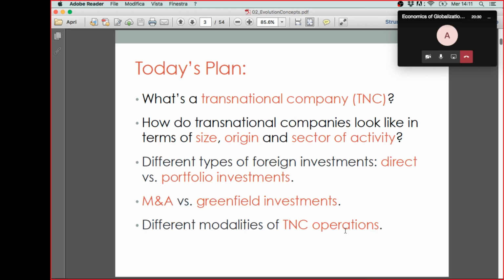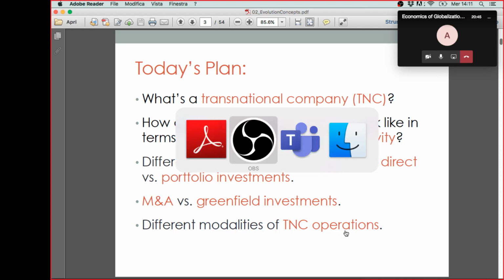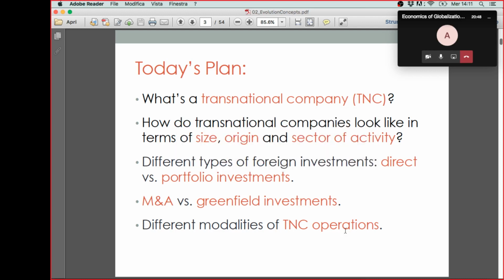What is the plan of today, and what is the plan of our class on Friday? So today we will first try to, as I said, my classes will be mainly focused on one subject, which is multinational companies.